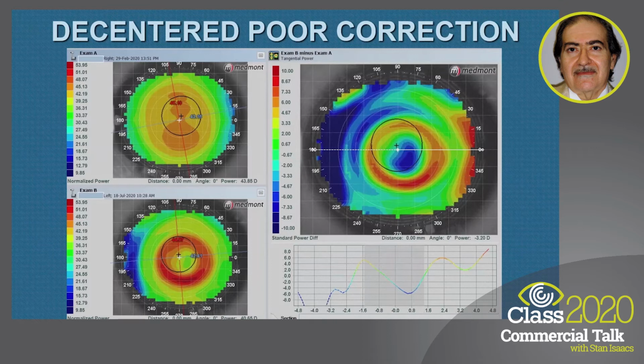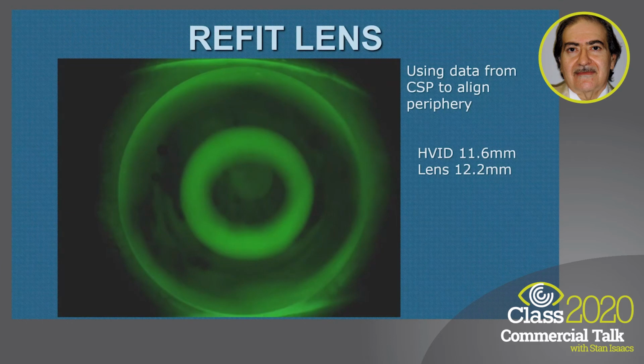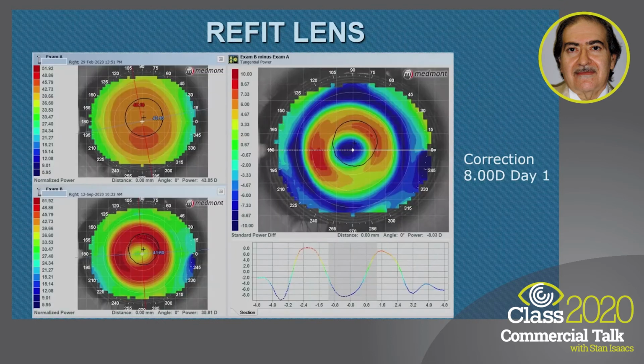So we decided to solve this problem by fitting her with a much larger lens. Her corneal diameter is about 11.6, and we fitted her with a 12.2 millimeter lens. So we actually got into the sclera, and the lens was actually resting on the sclera. Scleral readings we got from Pentacam CSP, to make sure it was sitting centrally and not going to one side more than the other. And this was a free-form fit. And lo and behold, all of a sudden we get an 8 diopter correction after 1 day.